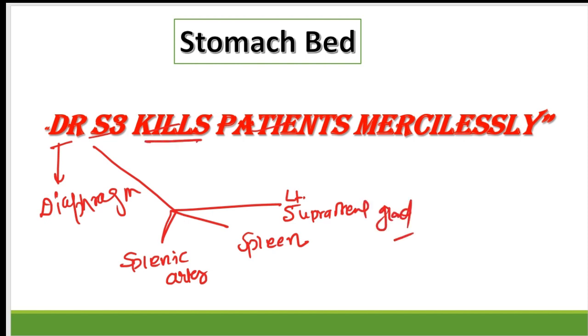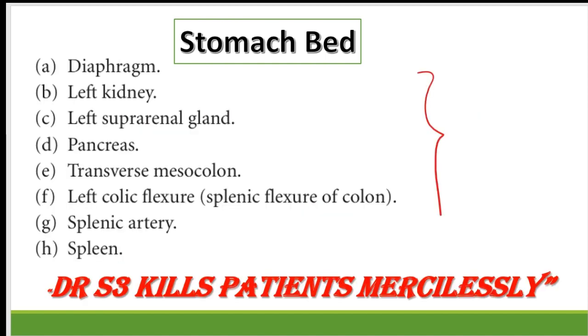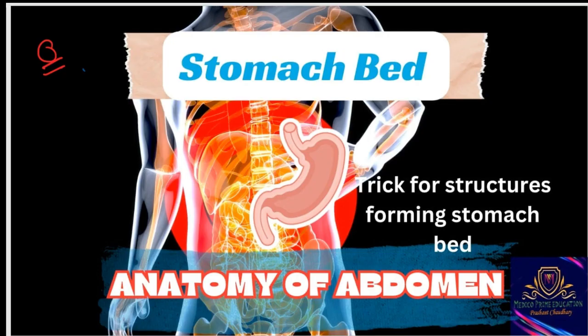Now next is kills the patient. Kills means kidney. Patient represents the pancreas, and mercilessly means mesocolon. So these are the posterior visceral relations of the stomach. Here you can see I have written down all this content. Understand? So these are the structures forming the stomach bed.